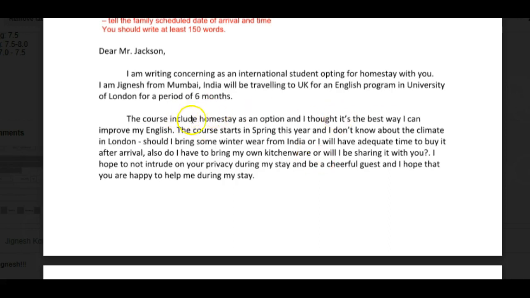Okay, so again, it's a formal letter. You don't know Mr. Jackson, so I want the language to change a little bit. I want it to be a little more formal. So the course includes a homestay as an option, and I thought it is the best way for me to improve my English. Again, you say the course. So let's vary that up a little bit.